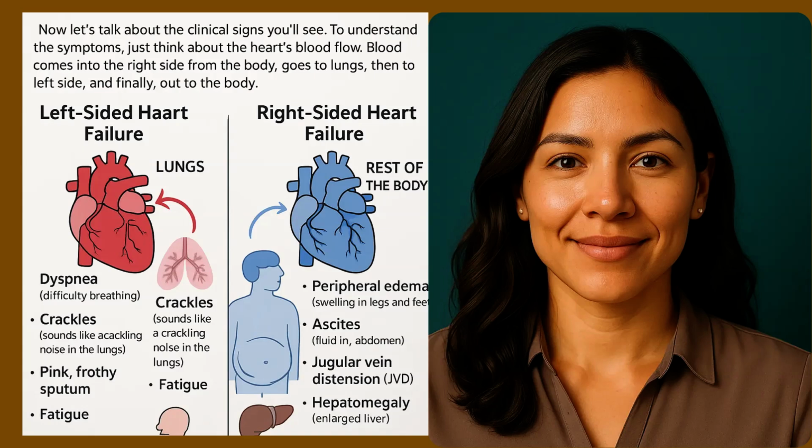Right-sided heart failure. When the right side fails, blood backs up into the rest of the body. This causes systemic congestion. You'll see symptoms like peripheral edema, swelling in the legs and feet; ascites, fluid in the abdomen; jugular vein distension, JVD; hepatomegaly, enlarged liver. I like to use this simple memory trick. Left-sided failure equals symptoms in the lungs, and right-sided failure equals symptoms in the rest of the body.